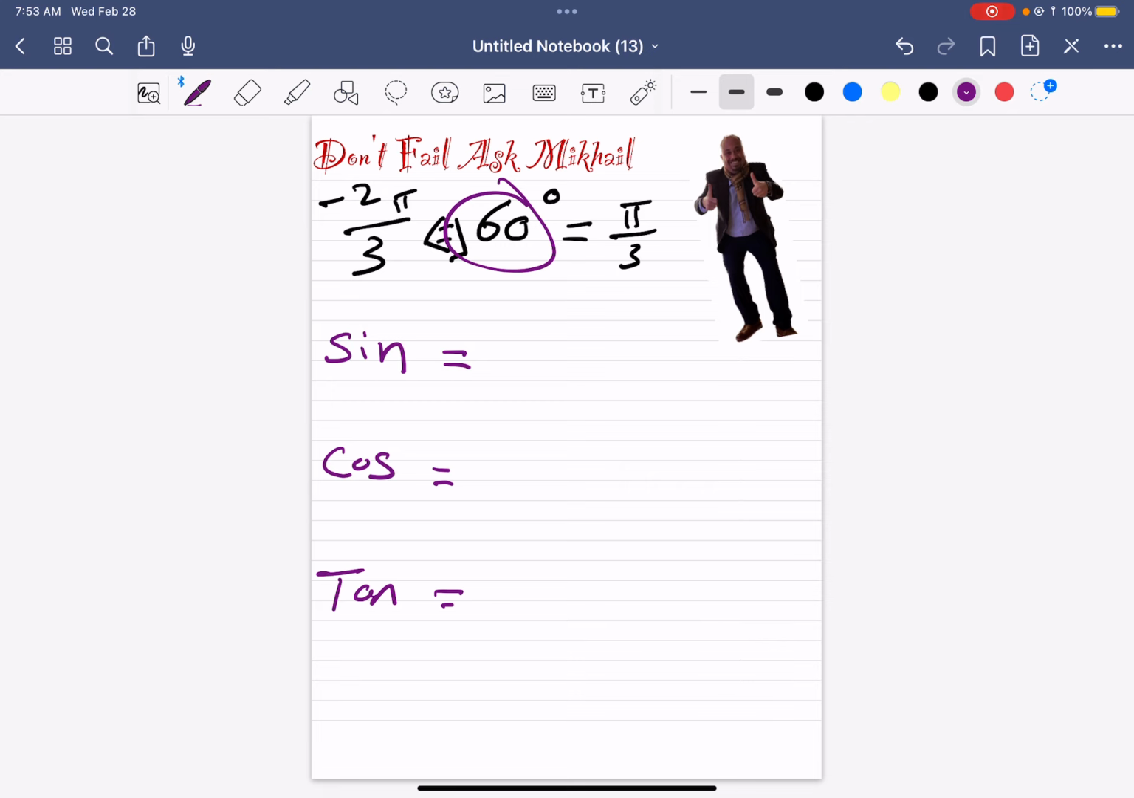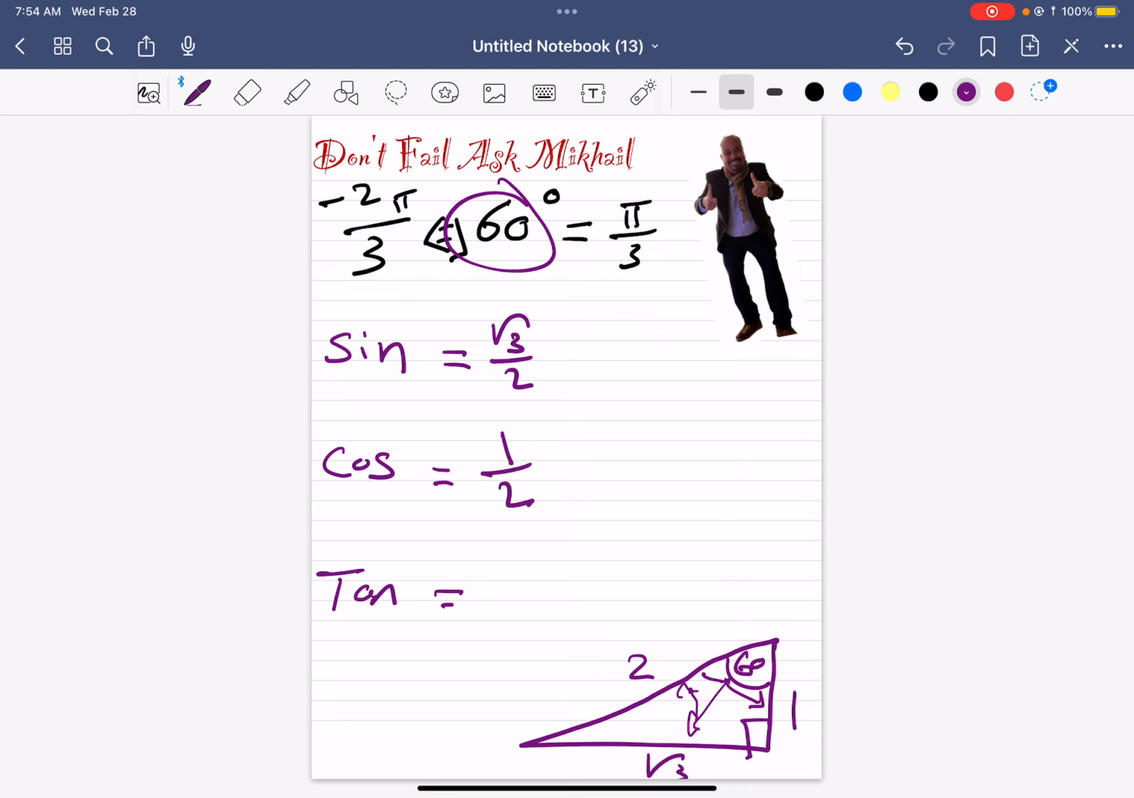So remember, if I have my triangle here, 1, 2, radical 3, and the 60 is here. So sine is opposite over hypotenuse, which is radical 3 over 2. Cosine is adjacent over hypotenuse, which is 1/2. Tangent is opposite over adjacent, which is radical 3.